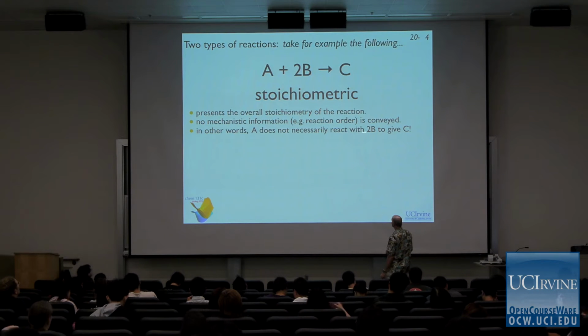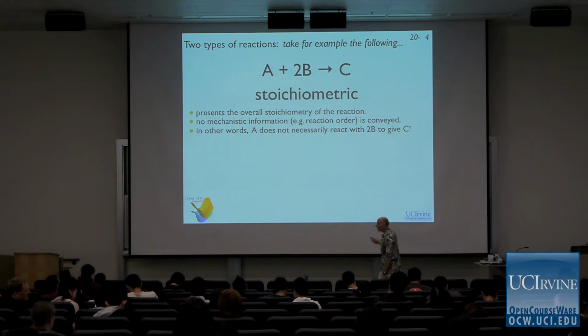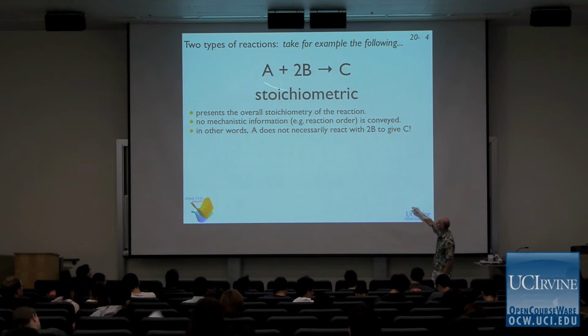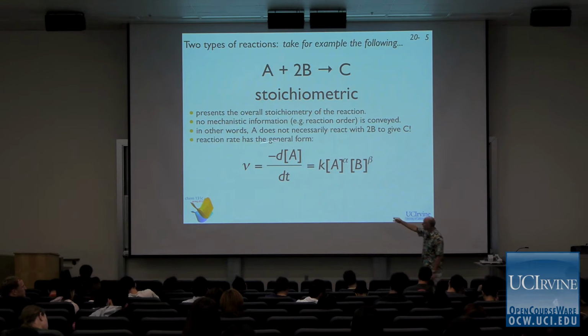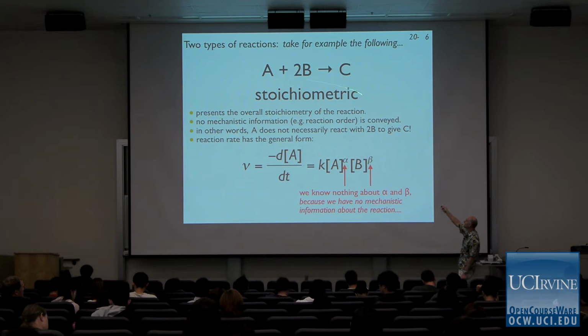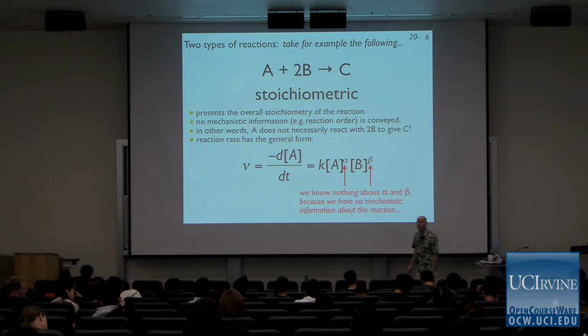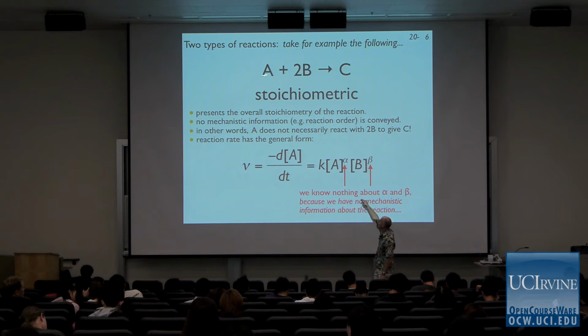In other words, A does not necessarily ever interact with 2B directly, right? It happens through some indirect mechanism that has multiple steps in it that we don't know about. All we know from the stoichiometric reaction is this stoichiometry here. The reaction rate will have this general form, but we don't know what alpha and beta are. We don't know anything about them from this. In particular, beta is not 2 and alpha is not 1 necessarily. They could be, but they're not necessarily equal to these stoichiometric coefficients here.